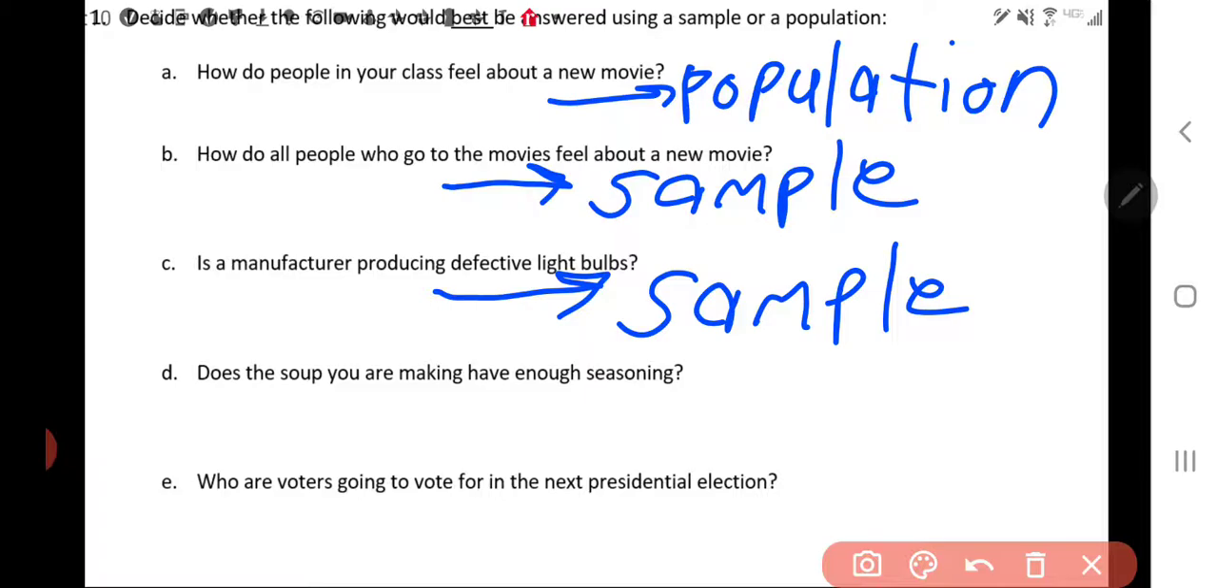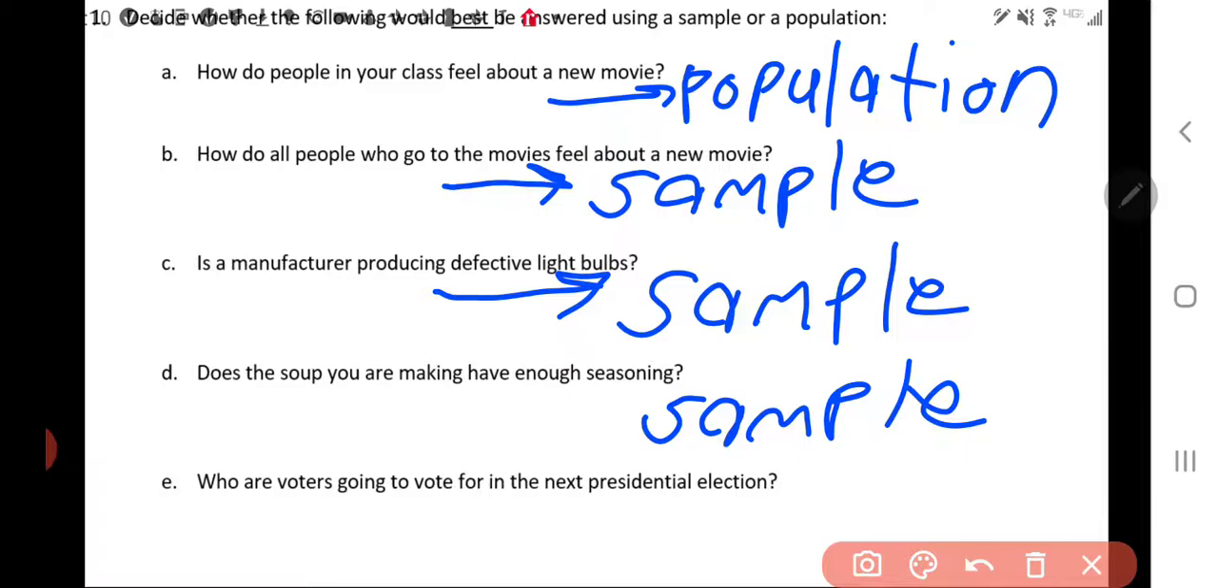Part D is kind of a funny one. It says, does the soup you're making have enough seasoning? I like to think of this, it's kind of a silly example, but the population of interest is the soup. If you're trying to determine if it has enough seasoning, you really want to take a sample of it. You don't want to gulp the whole thing down to determine if it has enough seasoning, yes or no. You just want to take maybe a spoonful, taste it, so that you still have some soup left to eat or to put seasoning in later if you need it.